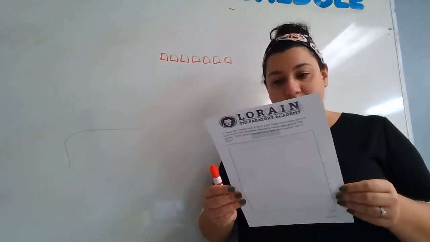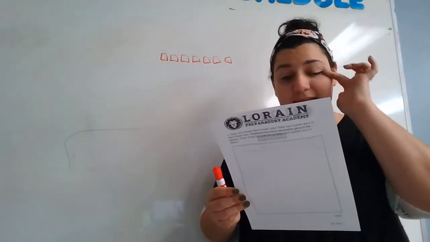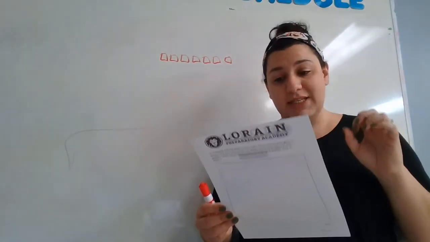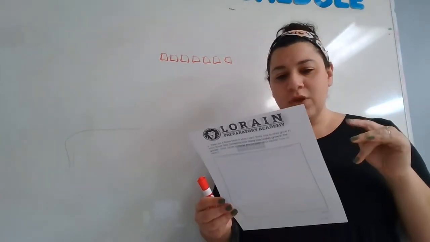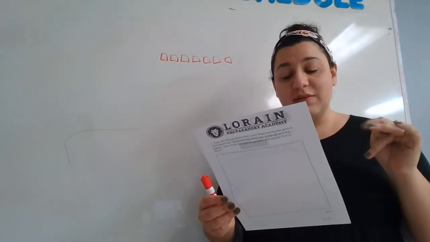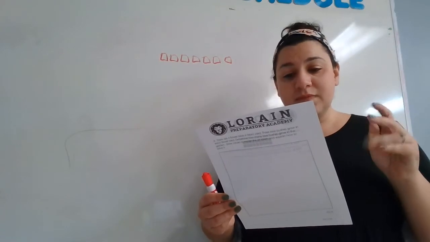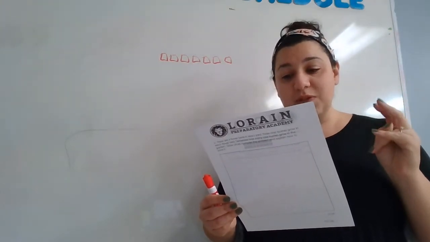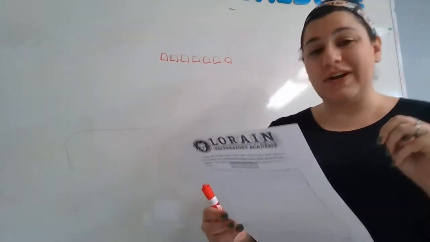Part A. Ellen says that 9 times 2 equals 18. Is Ellen correct? Create an array to explain your answer in the box below. And part B, explain which multiplication property supports your answer.